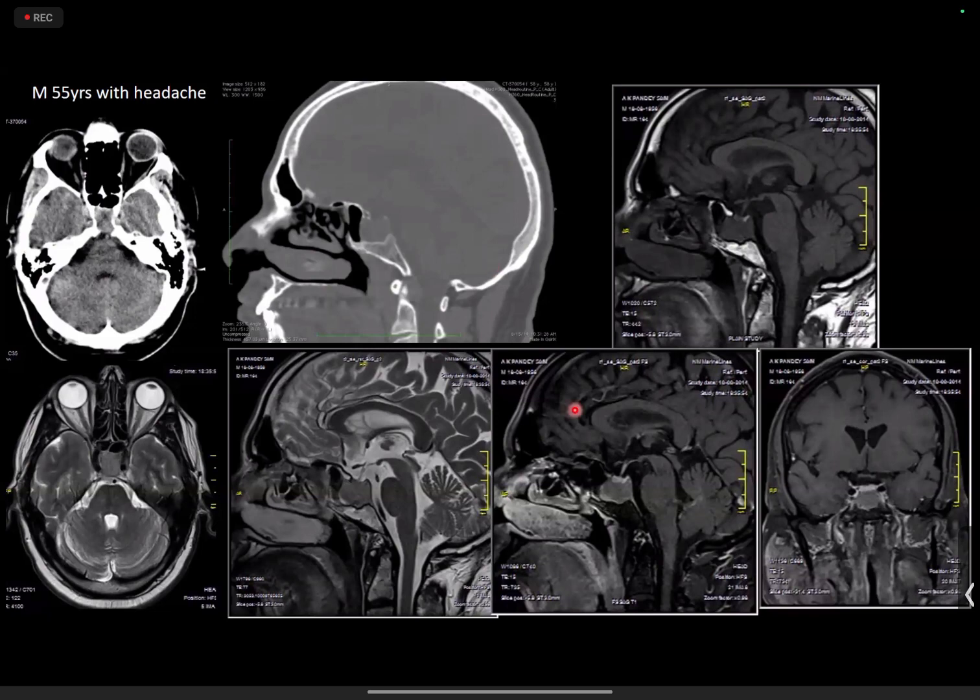And on post-contrast sequences, there is enhancement at the anterior-inferior aspect of the lesion, predominantly. So my differentials would be a pituitary macroadenoma or a meningioma. Excellent. So we are seeing that the adenohypophysis is enhancing separately from the lesion. So this is not a macroadenoma. This is a meningioma.